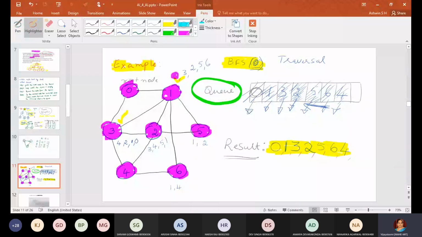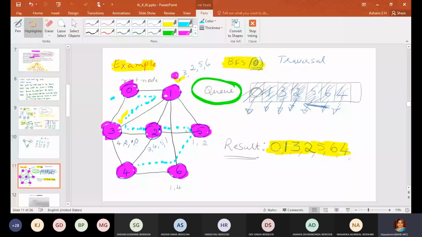How have we moved? From 0 to 1, then 1 to 3. This is how we come to the second level. Then from 3 we have gone to 2, 2 to 5, 5 to 6, 6 to 4. This is how we have traversed.